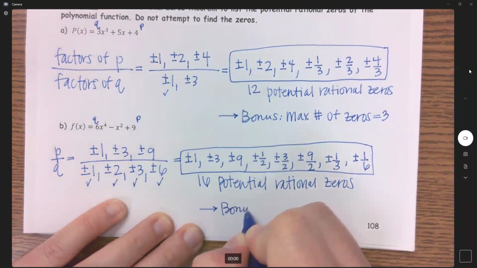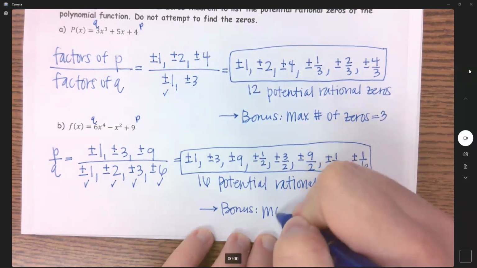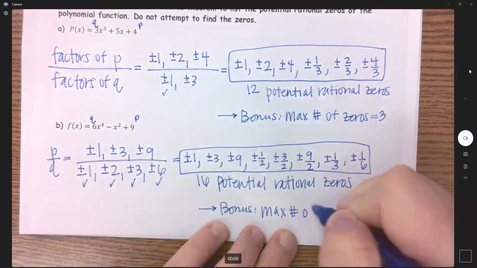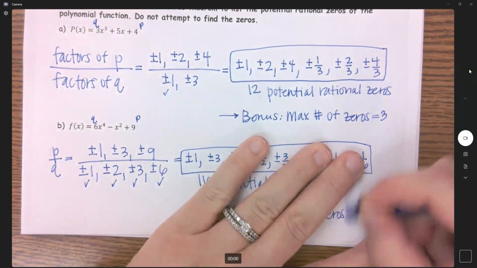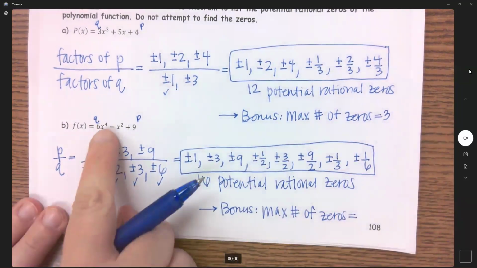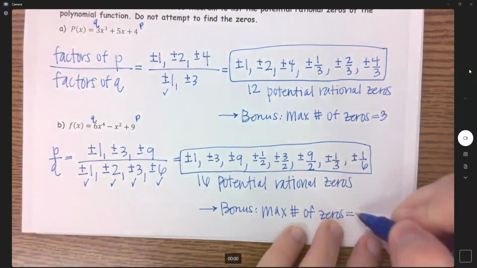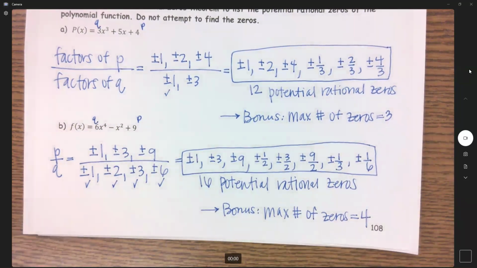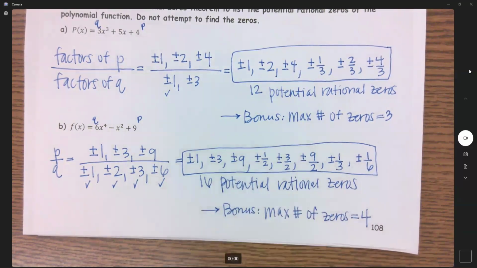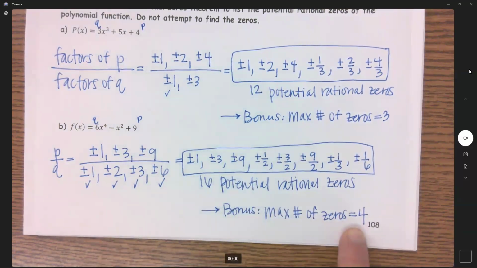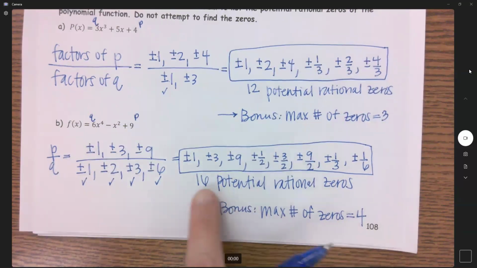As a bonus question, what is the max number of zeros that I have? And here we have a degree of 4, that is x to the 4th. So we have a max number of 4 zeros. I have 16 potential rational zeros, and one of these could work, 4 of these could work, or honestly, none of these could work. We could have 4 different solutions that are maybe complex, meaning imaginary solutions, or irrational, meaning we have square roots in them. But this is my starting point.